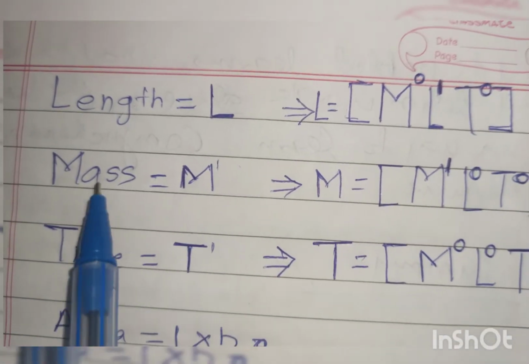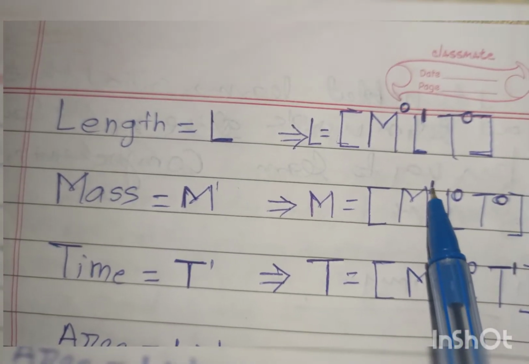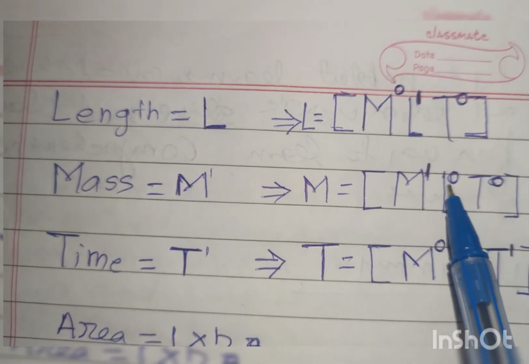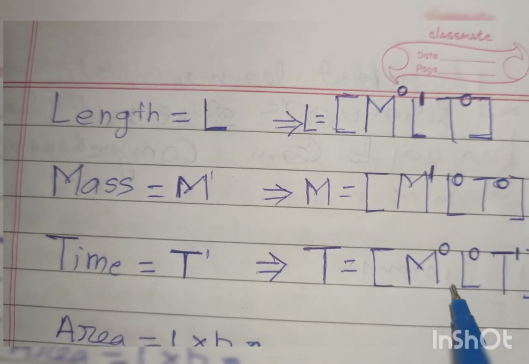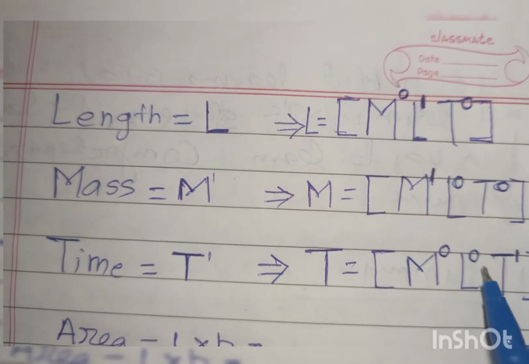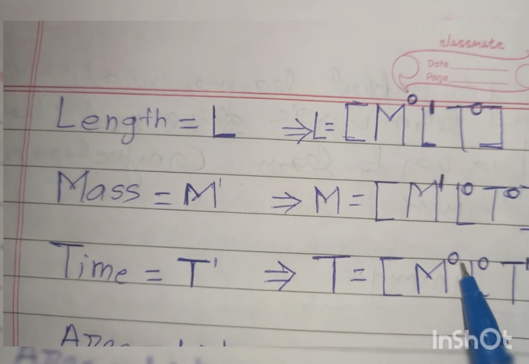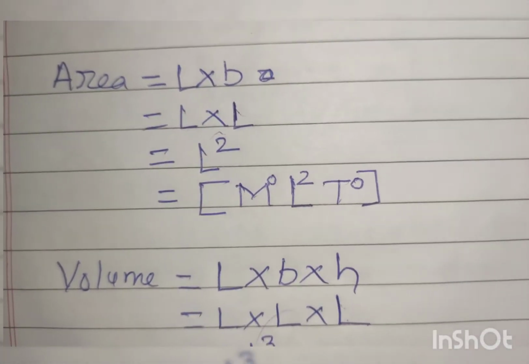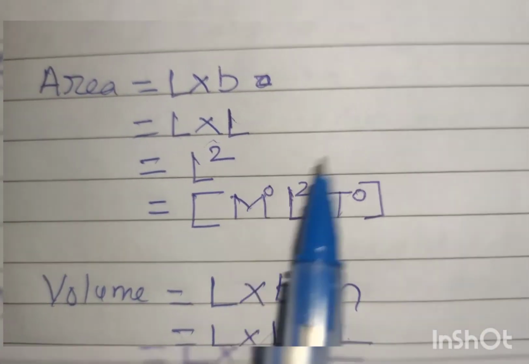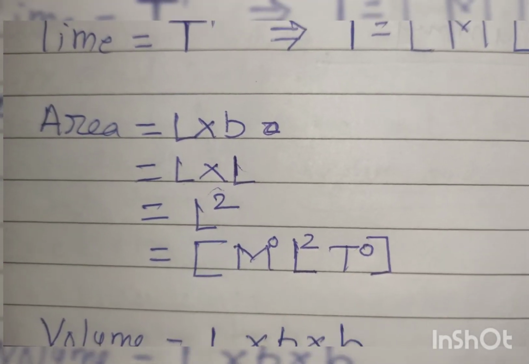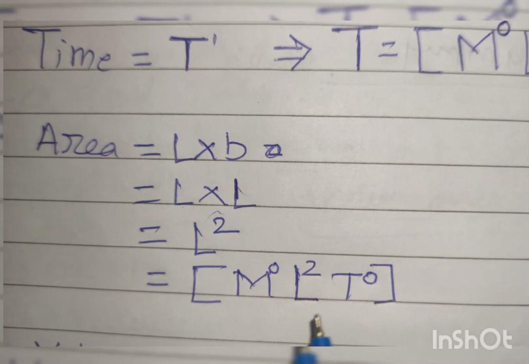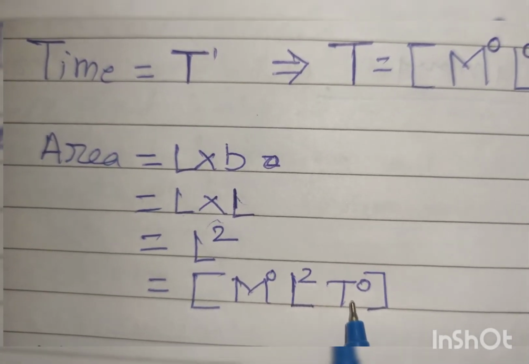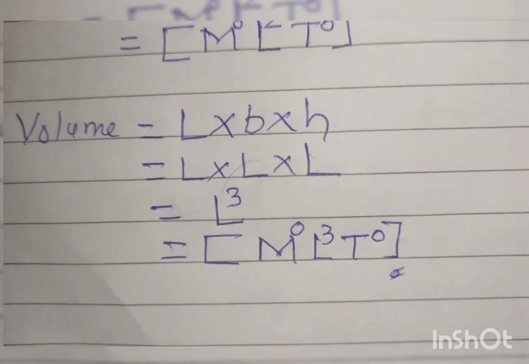Similarly mass, you see, there's only the component of mass here, and the components of length and time are 0. Similarly time, you see, the time component is raised to power 1, and the mass and length components are 0. Similarly, try to find the dimension of area, which is length and breadth. Breadth is also length, so L square. So we get M, L, T. M is power 0 because there's no mass component, L is twice, so we get 2, and time is 0. Similarly, find the volume also, right?